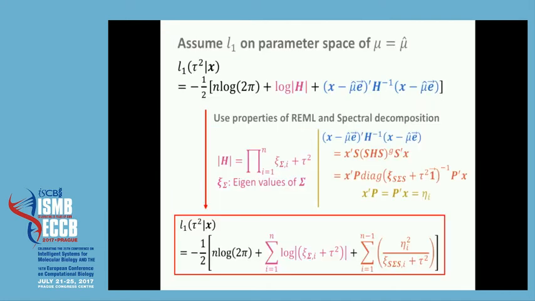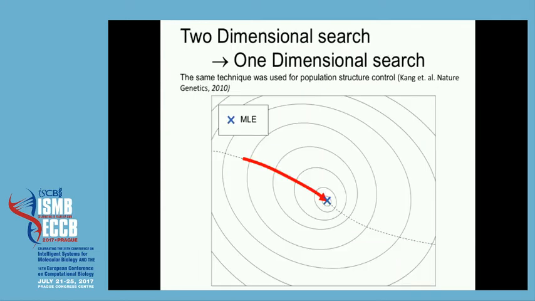We again consider the log likelihood function L1 on the limited parameter space of mu equals mu hat. However, mu hat has to be estimated each time we make a guess for the tau square, which is in matrix H. So we use the property of the REML and spectral decomposition to make a new log likelihood function, whose transformation reduces the number of unknown parameters to one. Now the parameter estimation needs only the application of the Newton-Raphson method to a single parameter, and the same technique was also used for population structure control.